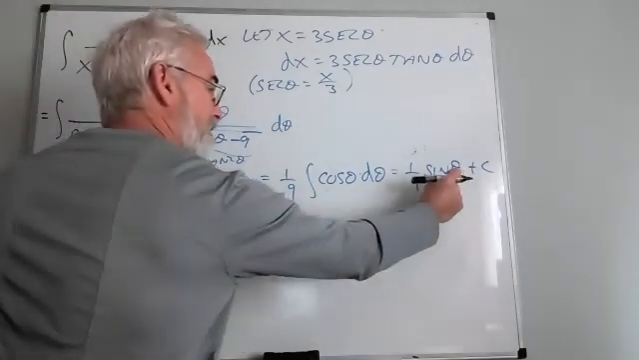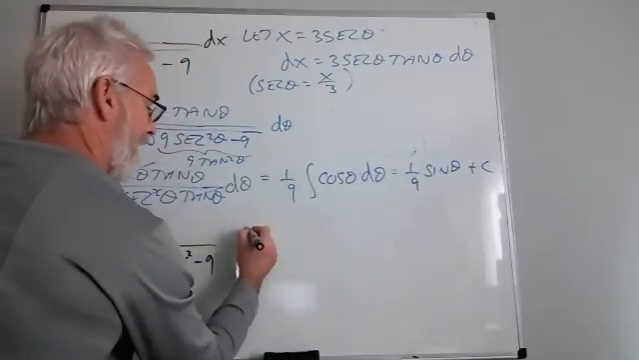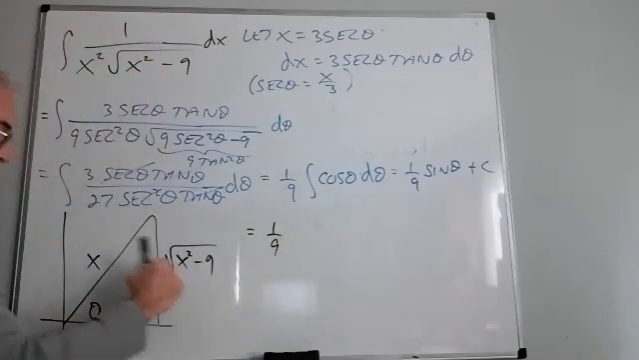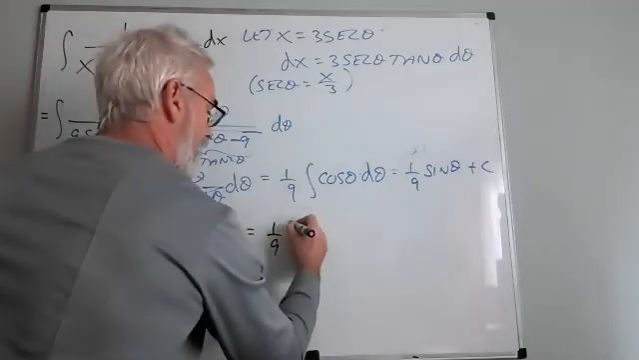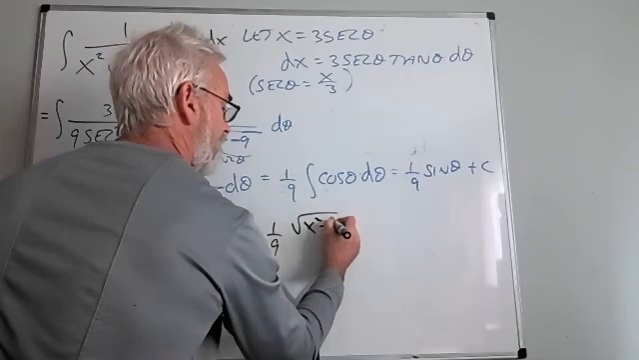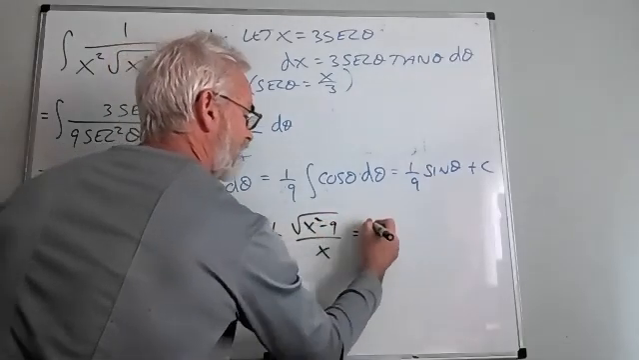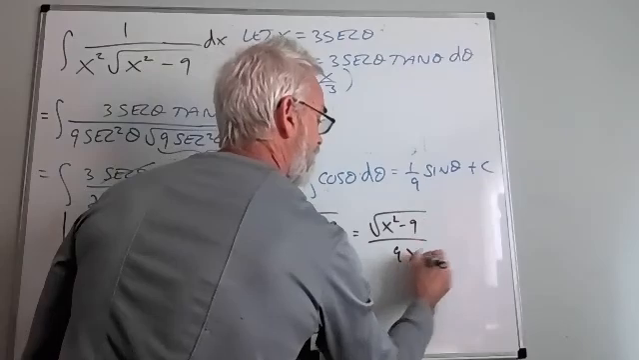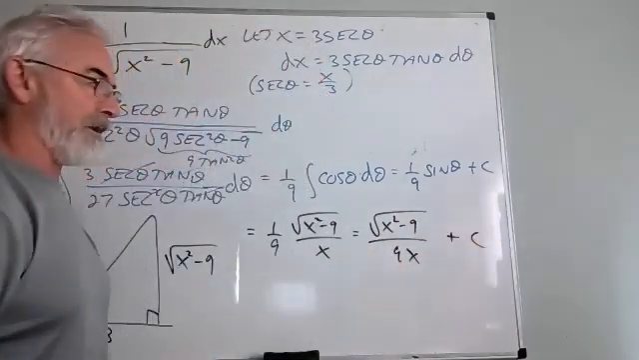So all I have to do now is make the appropriate substitution back. So this will be 1/9. Sine of theta is this over this. So I'm going to have a root x squared minus 9 over x, or I can simply write that as the square root of x squared minus 9 over 9x, and then plus my arbitrary constant.